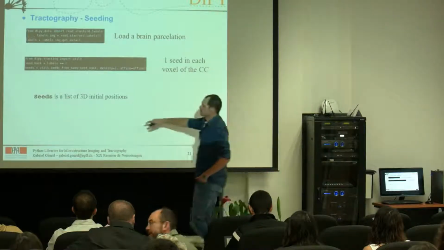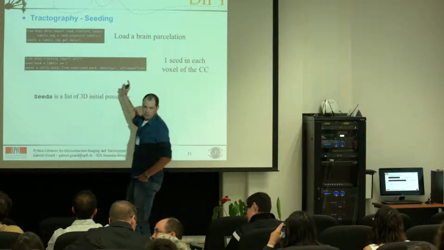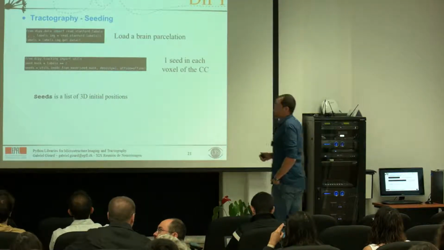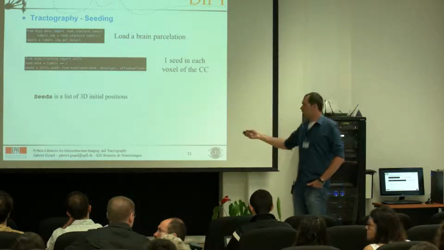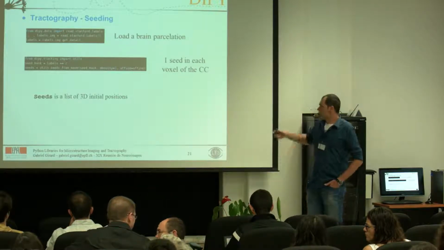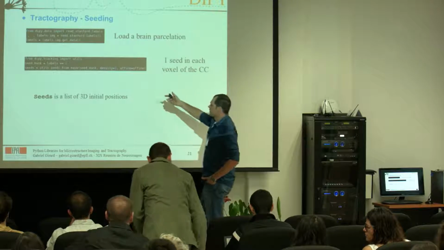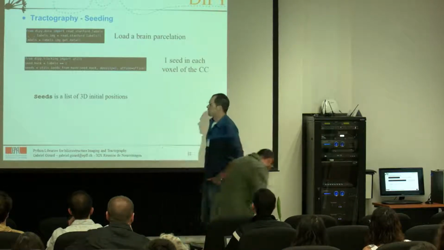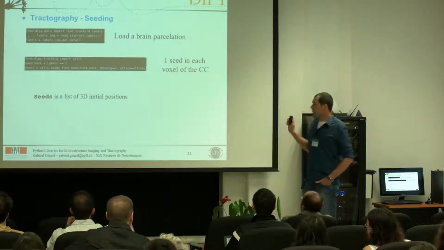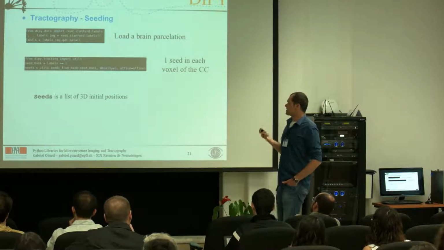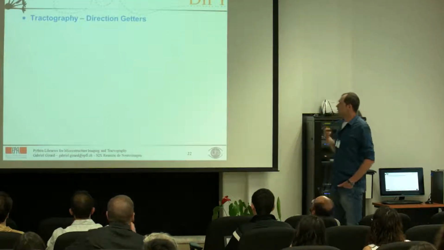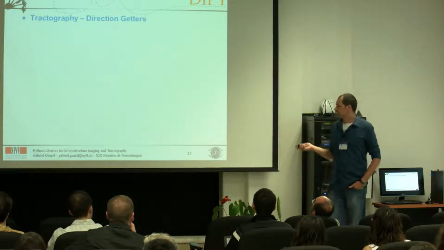So here, seeds is a list of 3D positions where you start tractography. There are many ways to define the seeds. One way is to provide a label and put some number of 3D positions in every voxel of the label. So now we have the seed, we have the mask, we have the local reconstruction from CSD, for instance. Now we can run tractography.